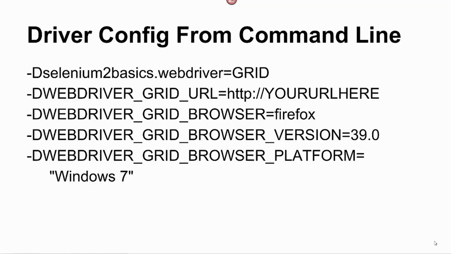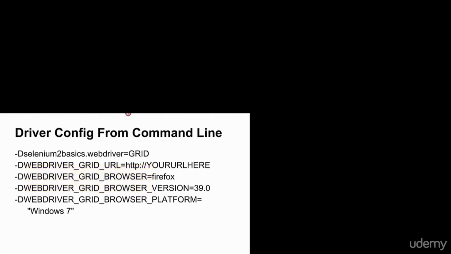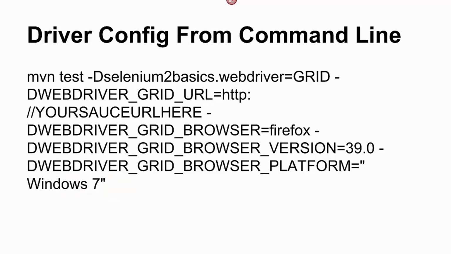One of the aims is to run this from the command line, so I'm going to do that just by using the -D parameters. So basically I say -D, then the parameter name, then the equals, then the value. You've seen that before with the Selenium 2 basics webdriver, which I use to control the browser. Now I've added a few more: the WebDriver grid URL, the WebDriver grid browser, the WebDriver grid browser version, and the WebDriver grid browser platform. You can see that the platform for Windows 7, because it has a space in the name, I put quotes around it. So this is what the command line looks like.